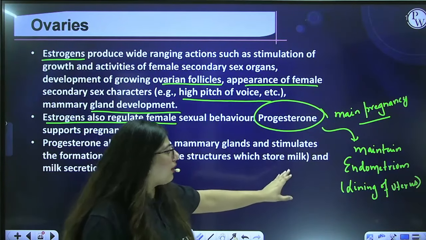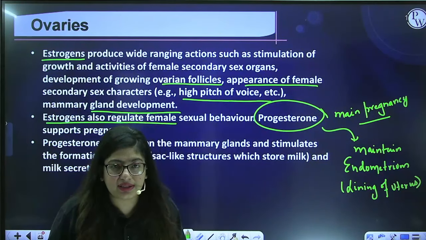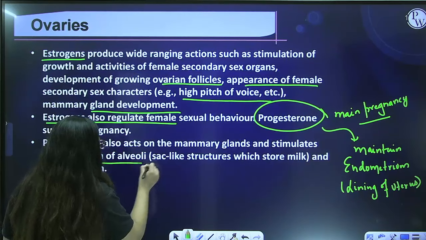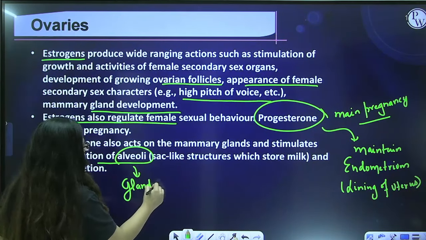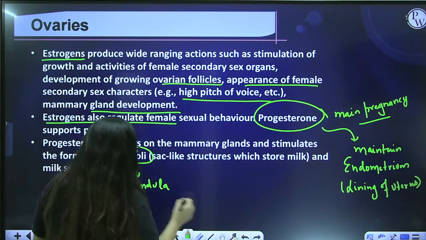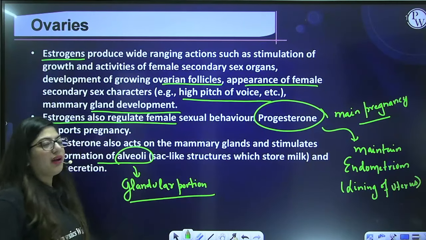So this is the one that will not allow this endometrium lining to fall off. So that's why it is the main pregnancy hormone. Also it develops alveoli. What are alveoli? They are the glandular portion of mammary glands which secretes milk. So they lead to the development of this portion.